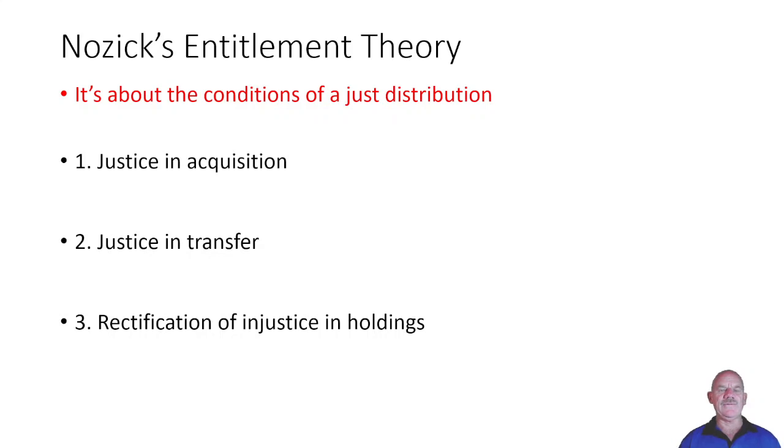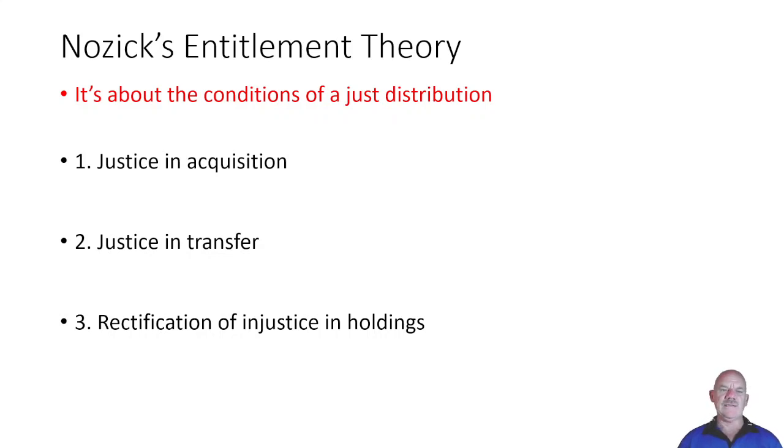Nozick's entitlement theory is one of those questions that you will see very often on a test. Nozick, because you can think of a 6-point question: name the 3 conditions of a just distribution by Nozick and say in one sentence what each one is.